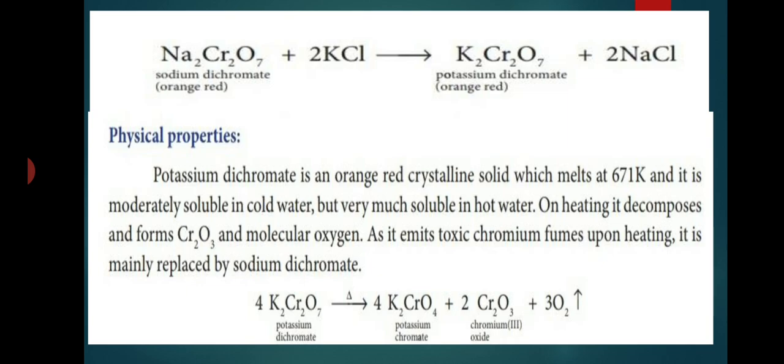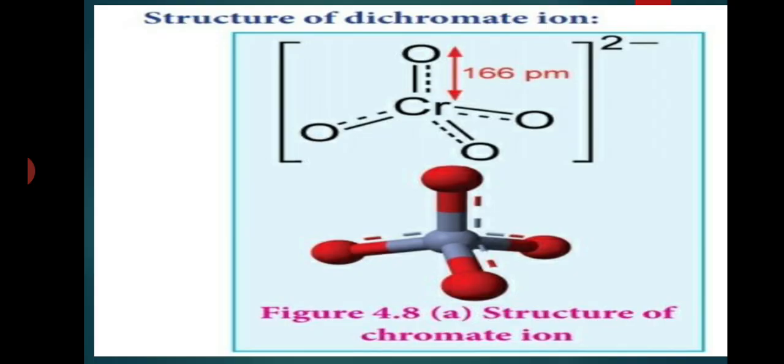That is 4K2Cr2O7. When it is heated, it gives 4K2CrO4 plus 2Cr2O3 plus 3O2. Molecular oxygen is liberated. Then the structure of dichromate ion.